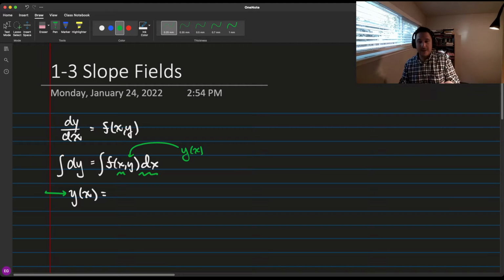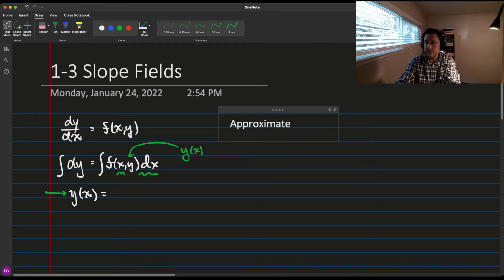You're trying to solve for y of x, but to solve for y of x by integrating, you would have to already know what y of x is. That ain't happening. So you're like, okay, I need to find another way to do this. So not solvable in general. So in this case, where this happens, in general, you're going to have to come up with approximate or numerical or graphical solutions.